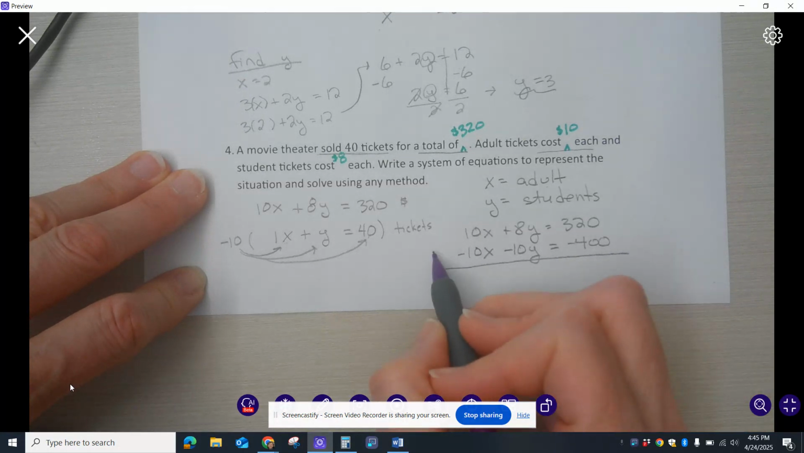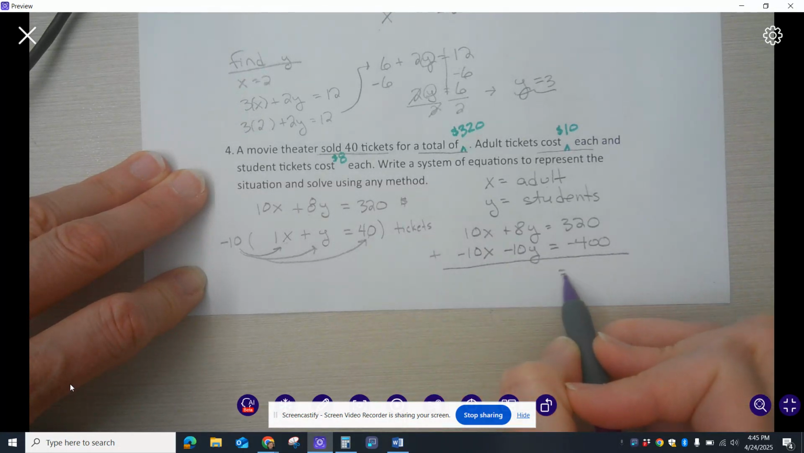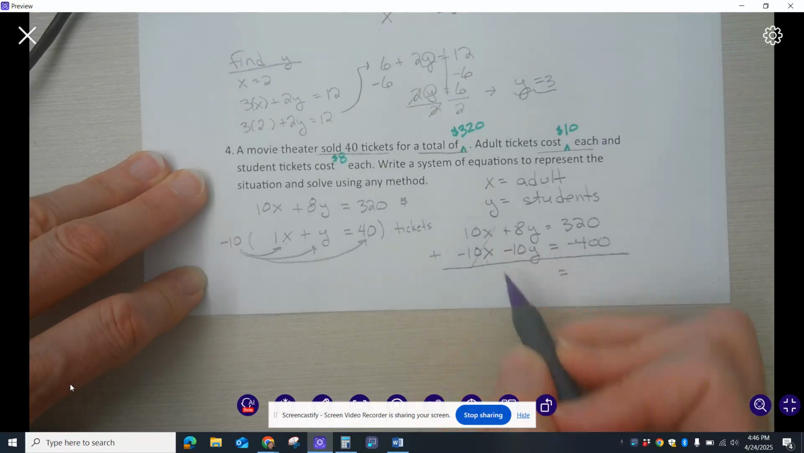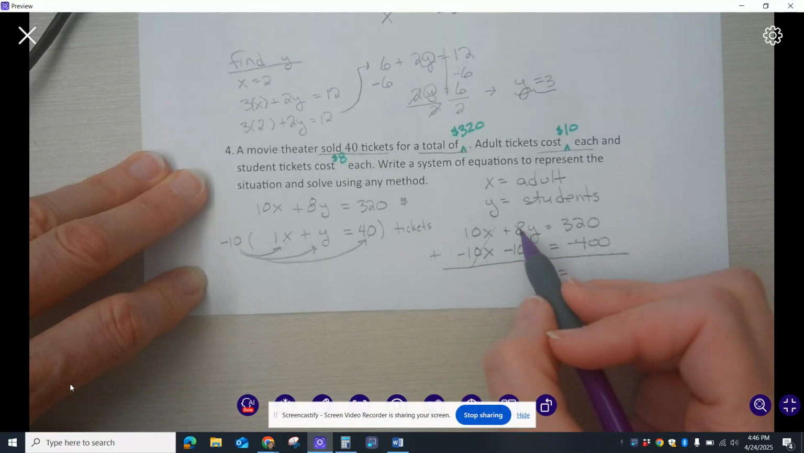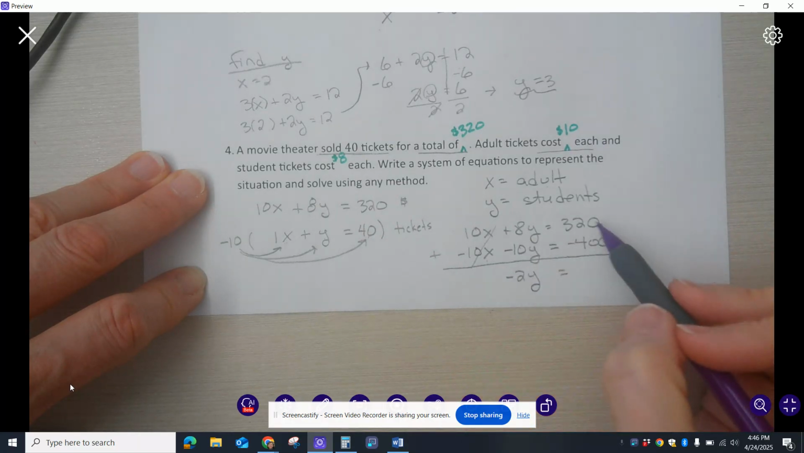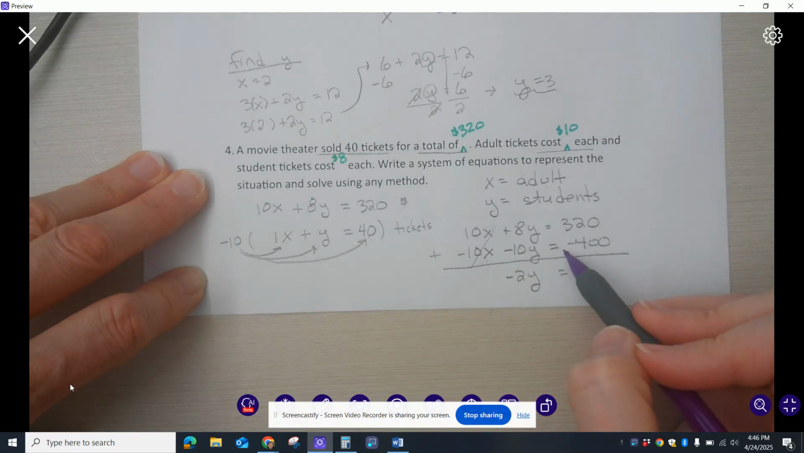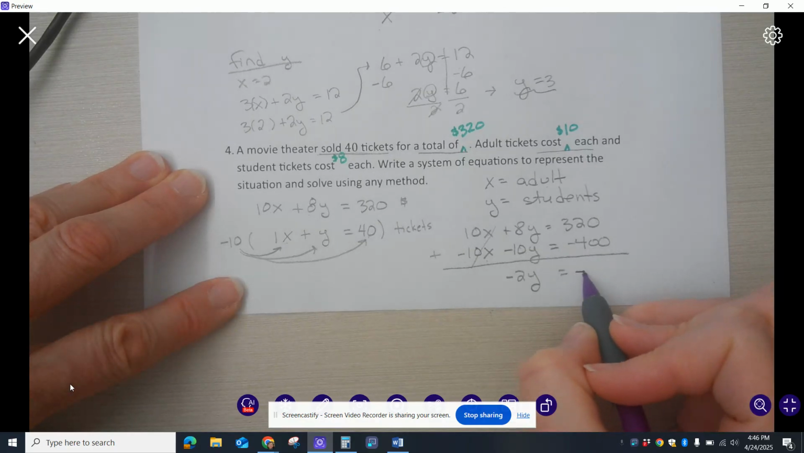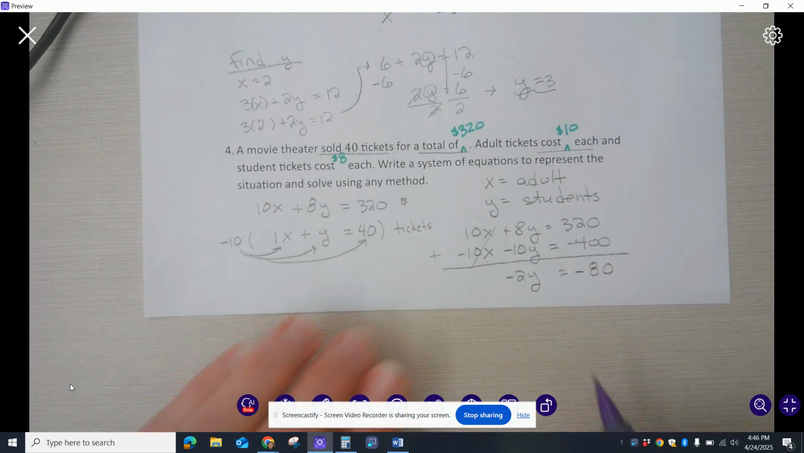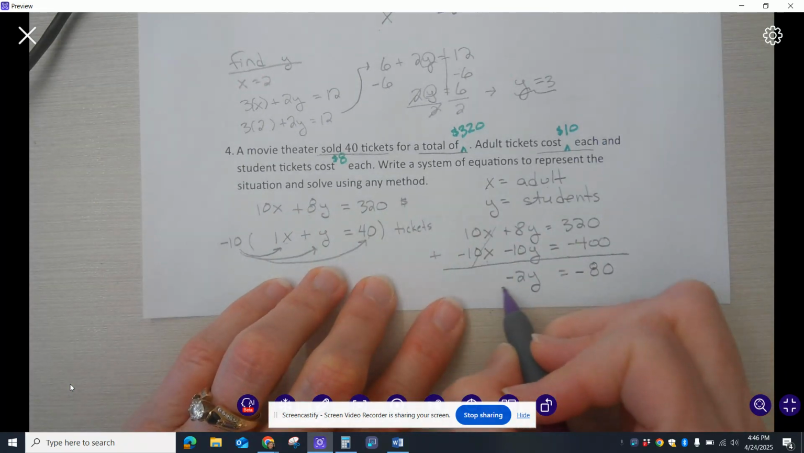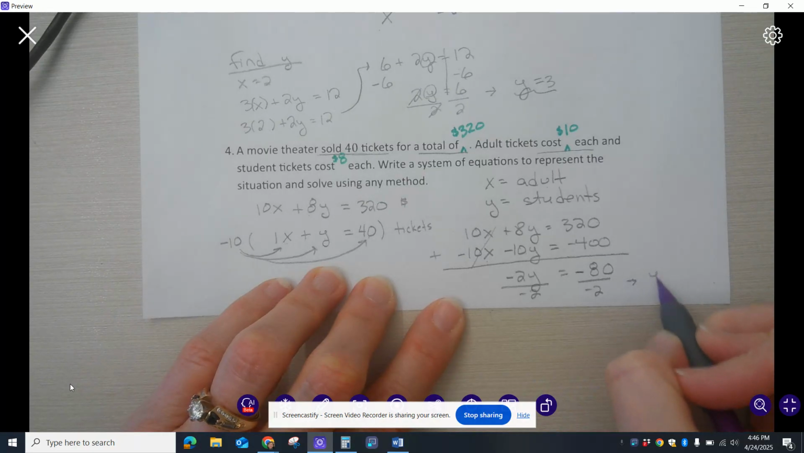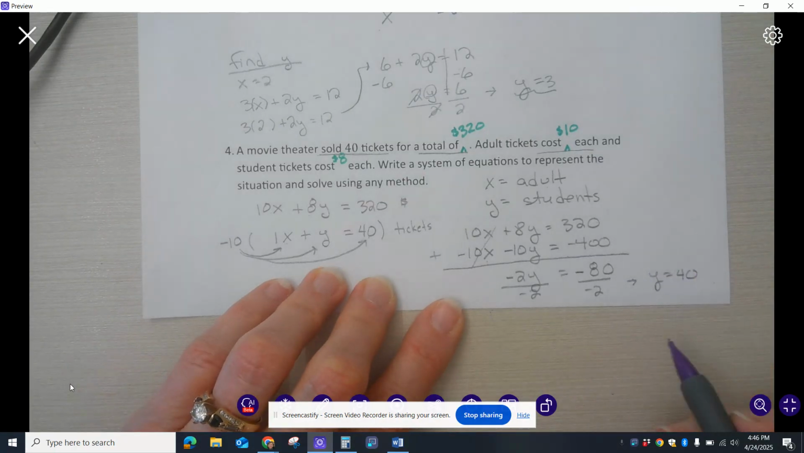We have opposites, so we can add down the columns. 10x minus 10x is 0, so the x variable was eliminated. 8 minus 10 is -2y. And 320 minus 400 is -80. If you needed to put that in your calculator, you should do that. To solve for y, divide both sides by -2, and we would get y equals 40.